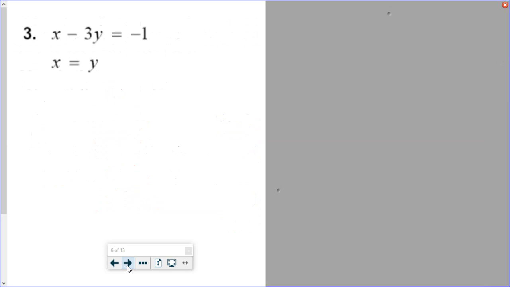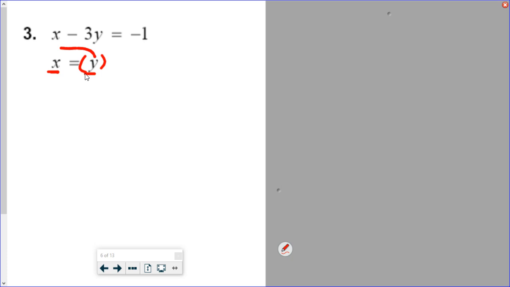Okay, let's keep going. Ooh, this is a fun one. Now look, is x or y by itself? Do you see x is by itself and x equals y? So in place of x, see, it's easy to do. Instead of x, I'm going to put y in parentheses. So y, and now the rest of this keeps going.